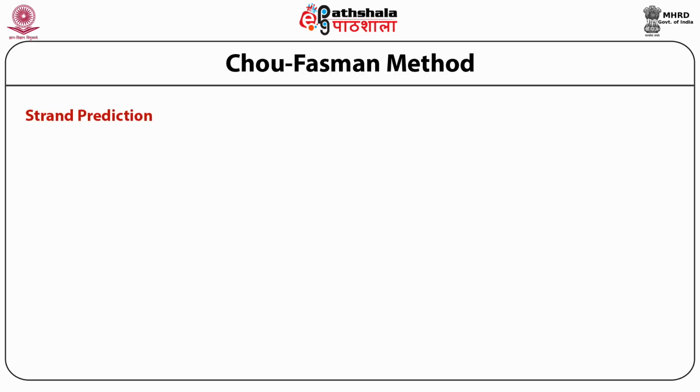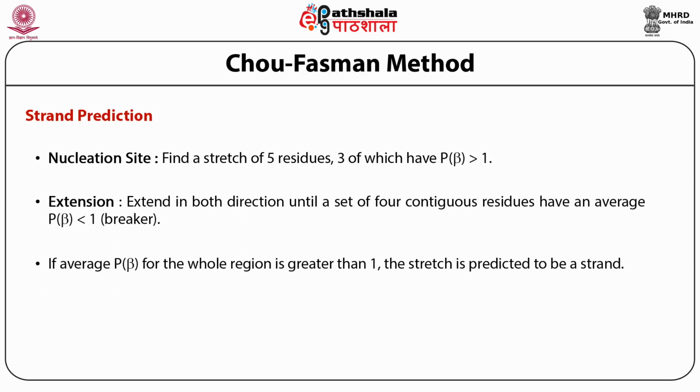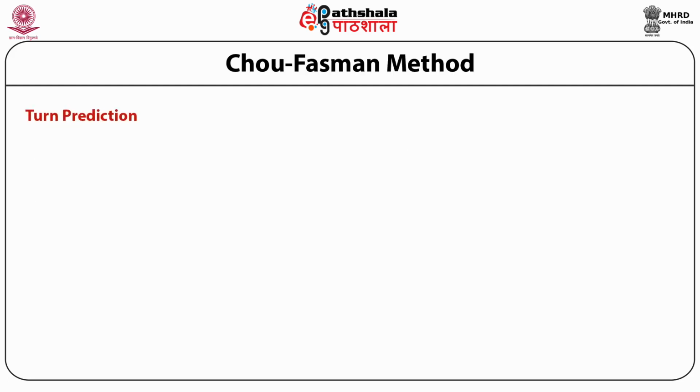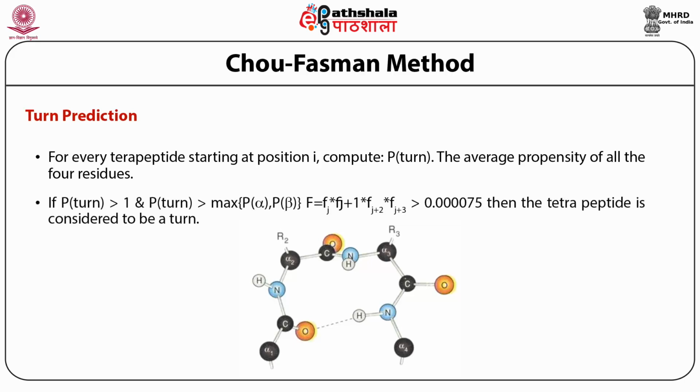In the case of beta strands, the nucleation site is thought to be just a stretch of 5 residues, 3 of which must have a propensity greater than 1. And again extension is done in a similar way as in the case of helix. For a turn, for every tetrapeptide starting at position i, we compute the propensity of all 4 residues coming into a turn. The average propensity for turn must be greater than 1 and must be greater than the propensity of the same region becoming a helix or a strand. Then you take the product of all of them, and if it is bigger than a certain threshold, only then is the peptide called a turn.